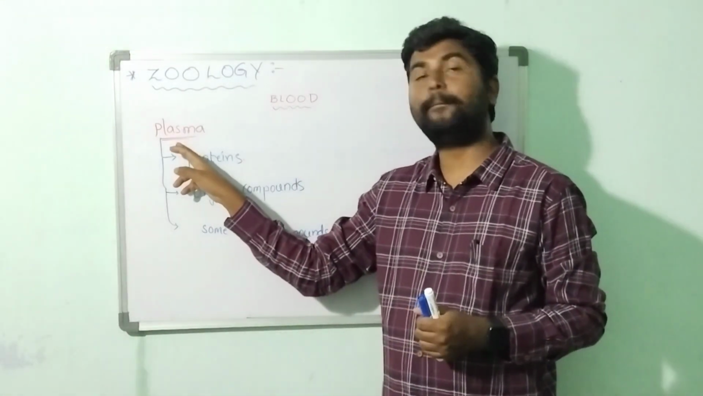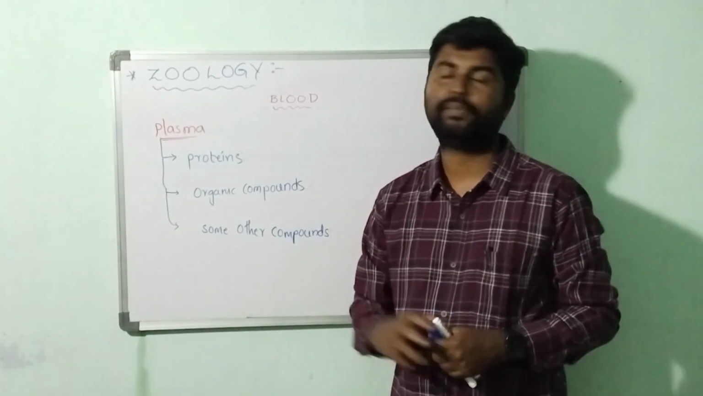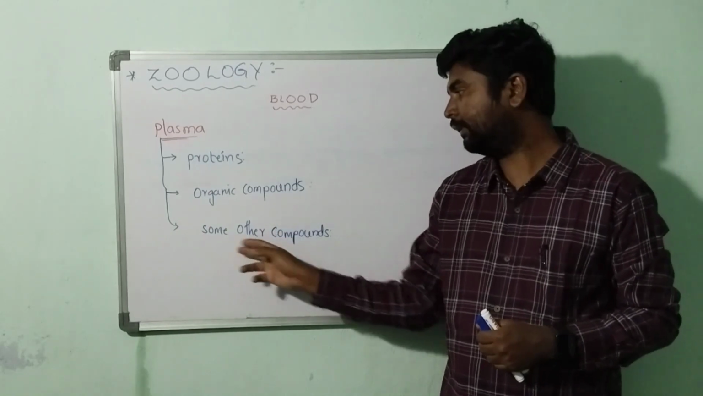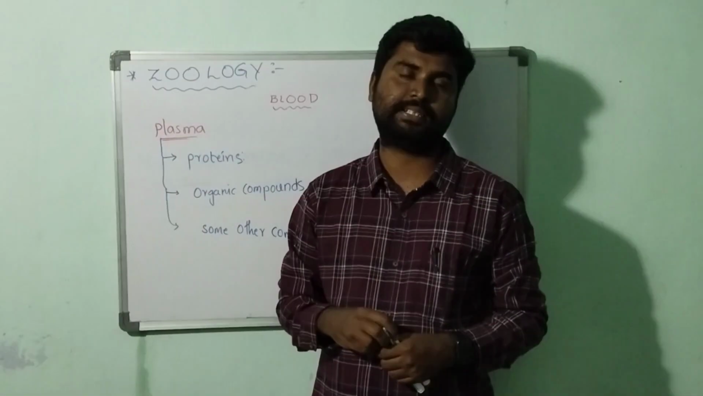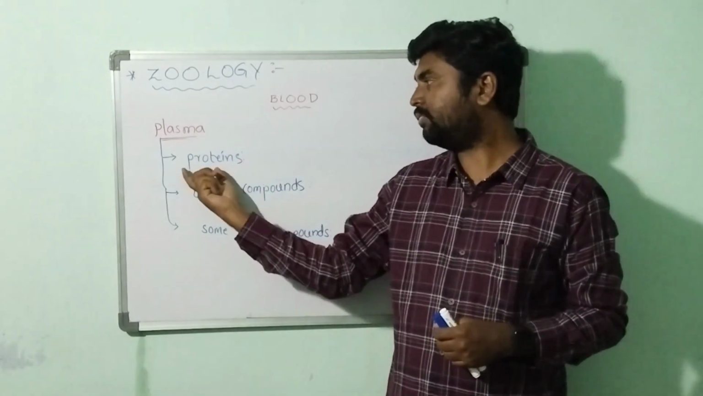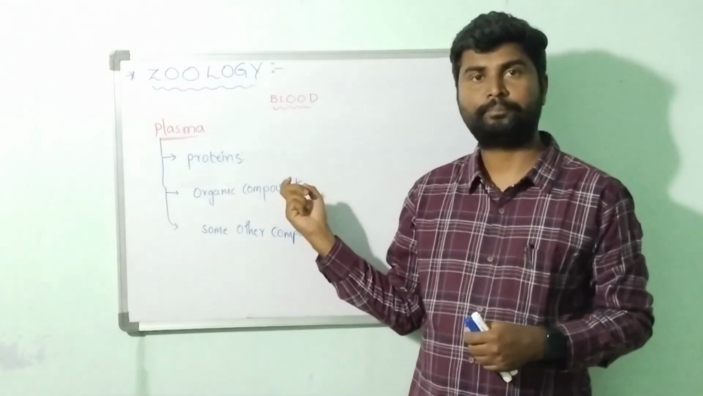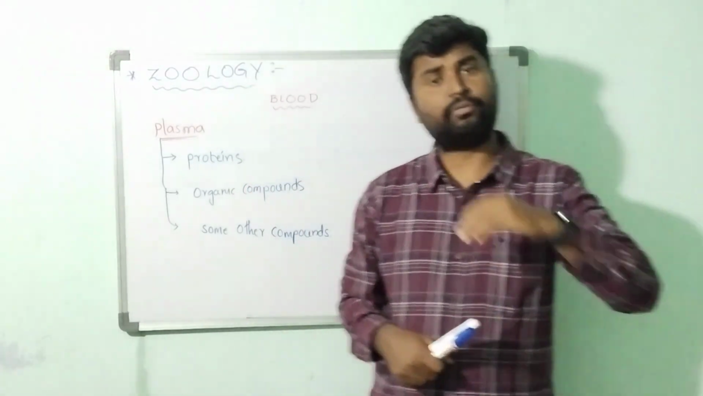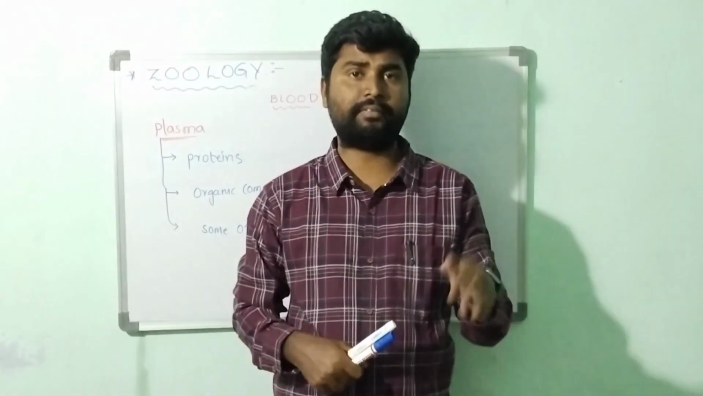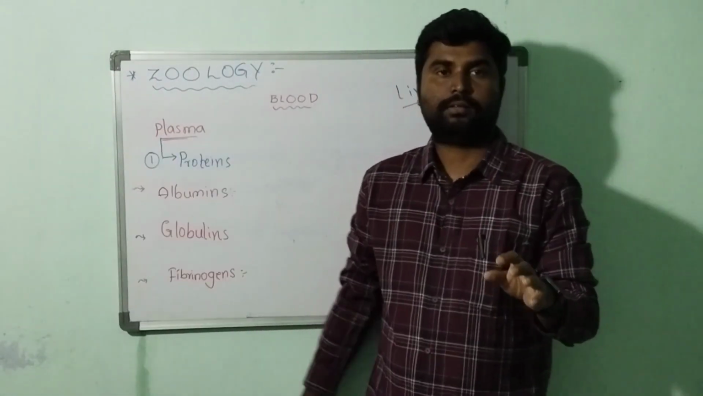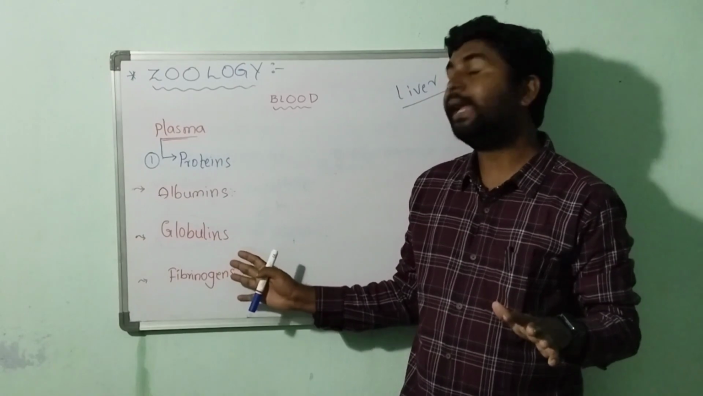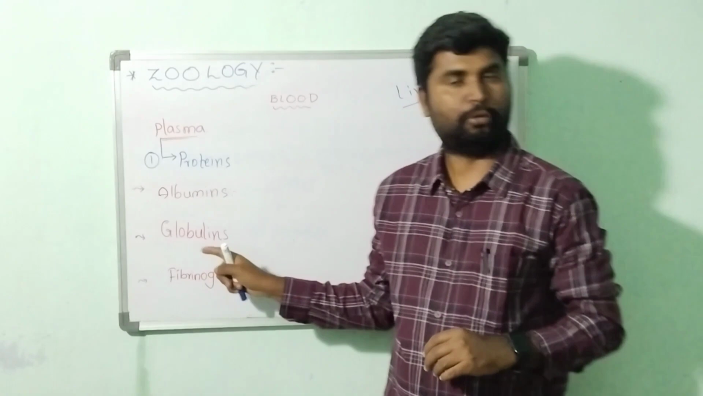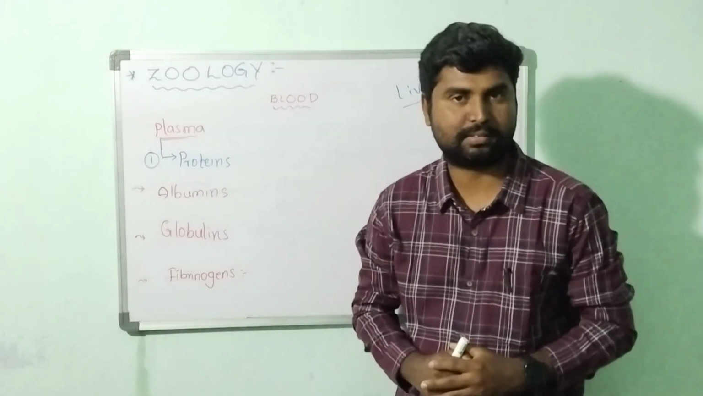Plasma has three main components in it. The first one is proteins, then organic compounds, and some inorganic compounds are present in plasma. Coming to the first one, proteins, a very important thing. We have to know what proteins are present in plasma and what the functions of those proteins are. Plasma has three main types of proteins: albumin, globulin and fibrinogen.